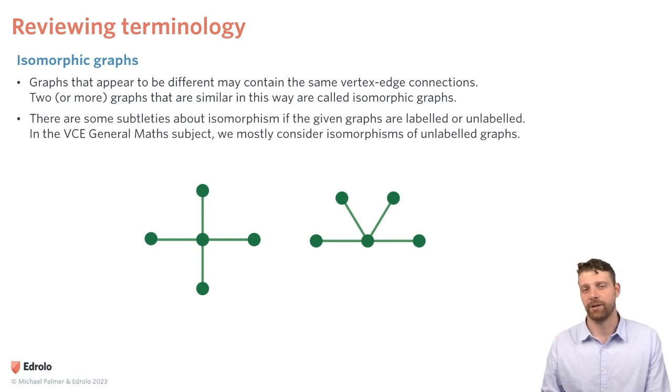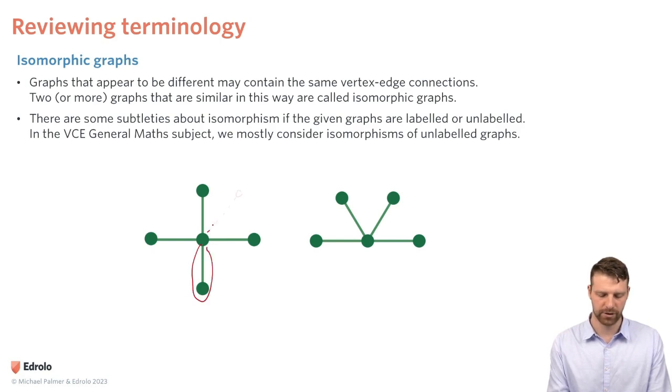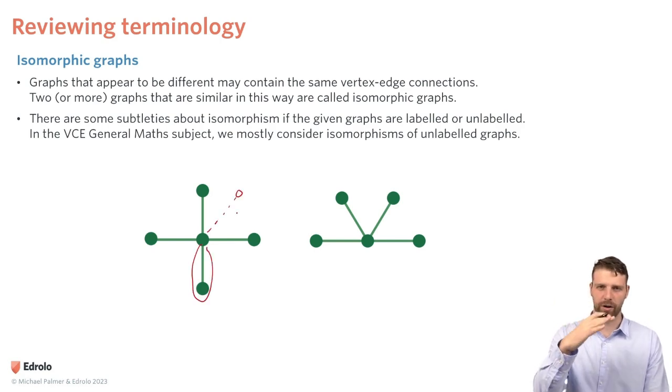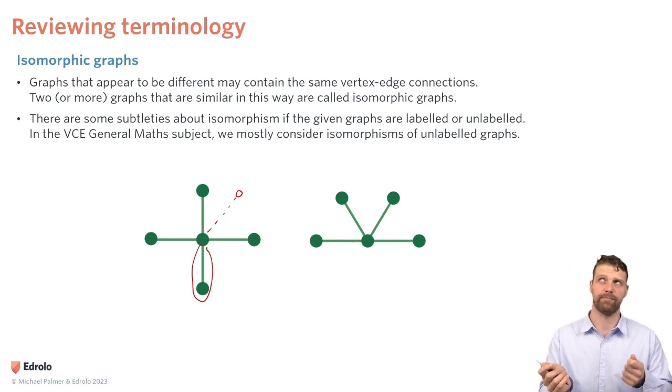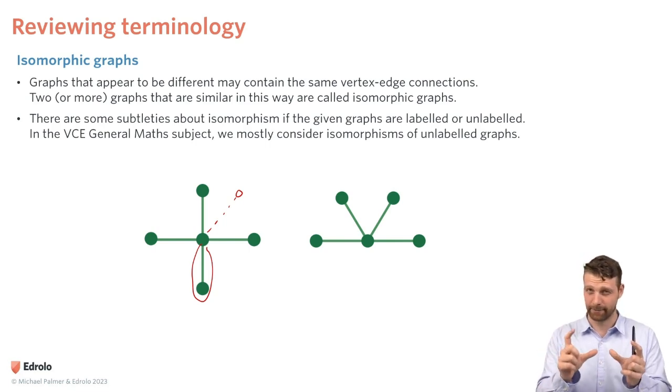There are some subtleties around isomorphism depending if the graphs are labelled or unlabelled. In the VCE General Maths subject, we mostly consider isomorphisms of unlabelled graphs. So these two here that I've drawn are isomorphic, and hopefully you can see that I've just moved this edge to point up here, and I've shifted the other one over a little bit. So you can see that the same vertices are connected to the same vertices, and we've got the same number of edges, and those edges are connecting the same vertices.